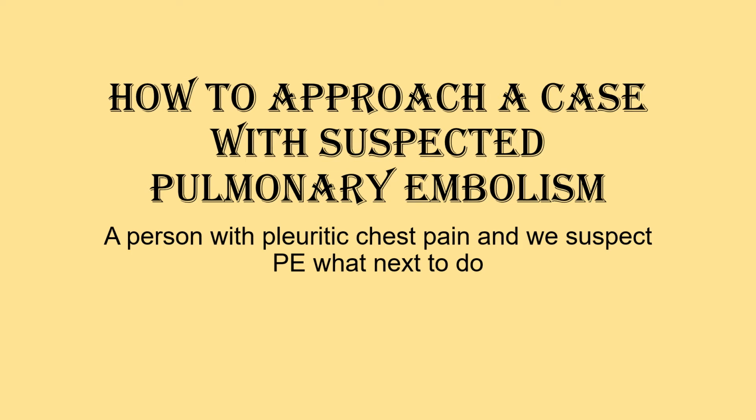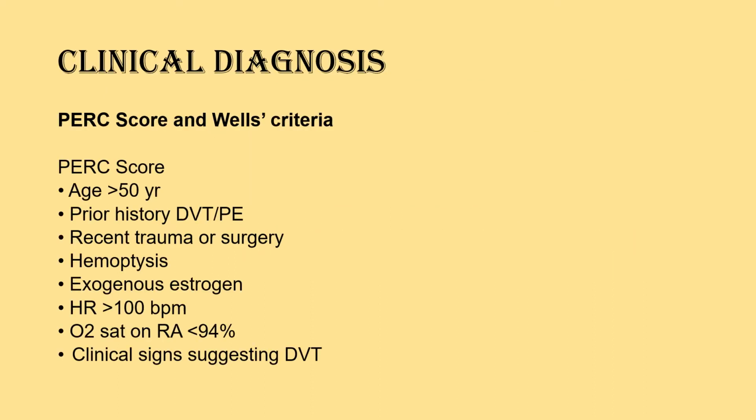How to approach a case with suspected pulmonary embolism? A person presents in ER with pleuritic chest pain and we suspect pulmonary embolism. What would be the next step? There are two important things that guide us toward the investigations.